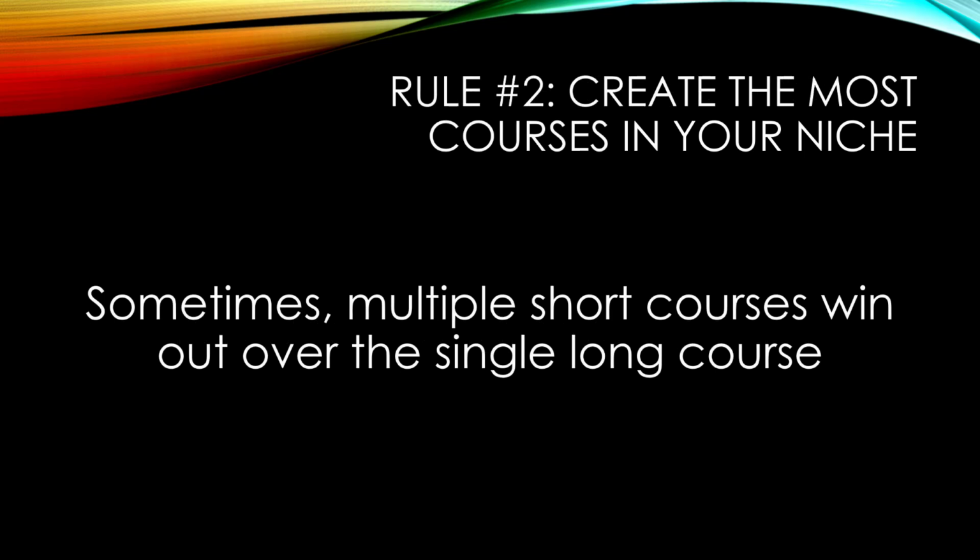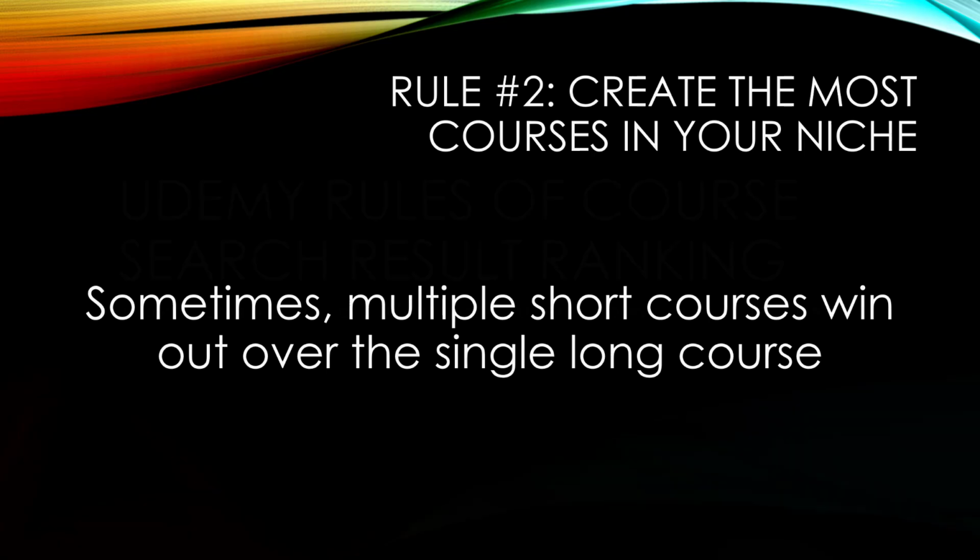Next, create the most courses in your niche. This is the other, it's like quantity times quality. So sometimes multiple short courses actually win out over a single long course. As I showed you, my 17.5-hour course versus my 4-hour goal. I could produce, I don't remember the numbers, but something like 5 times the number of courses if I went shorter. So 4 hours is the goal.